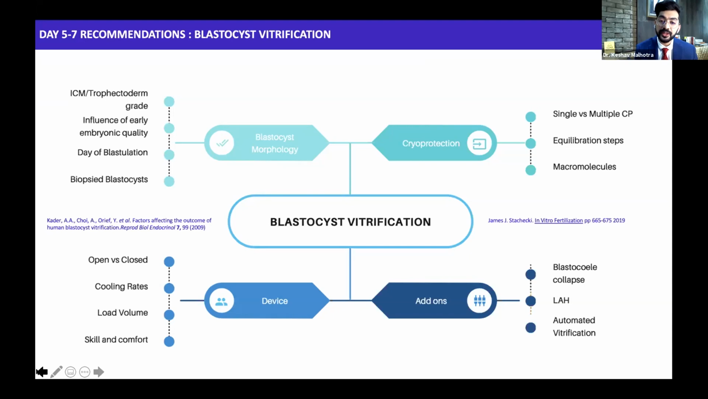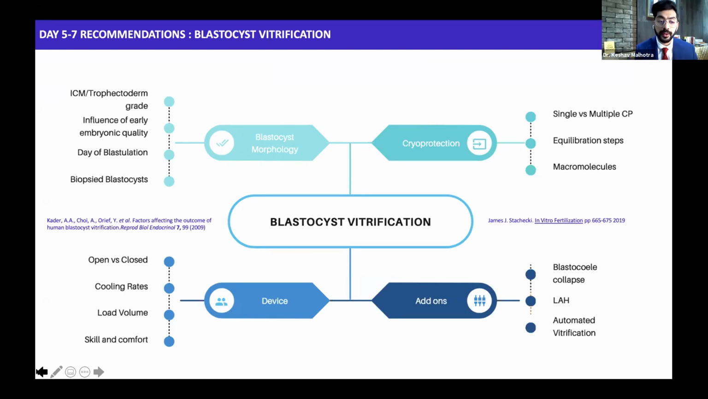Now, let's look at the cryoprotectants. Obviously, it has been mentioned that multiple cryoprotectants will give you better outcomes. Multiple equilibration steps will give you better outcomes. And the presence of certain macromolecules like Ficoll and even the antioxidants which are coming up might improve your outcomes. The device, open versus closed: open systems will give you a higher cooling rate, which might improve survival, but closed systems actually eliminate that hypothetical risk of cross-contamination. So it's something that you have to weigh the pros and cons of and then decide upon.